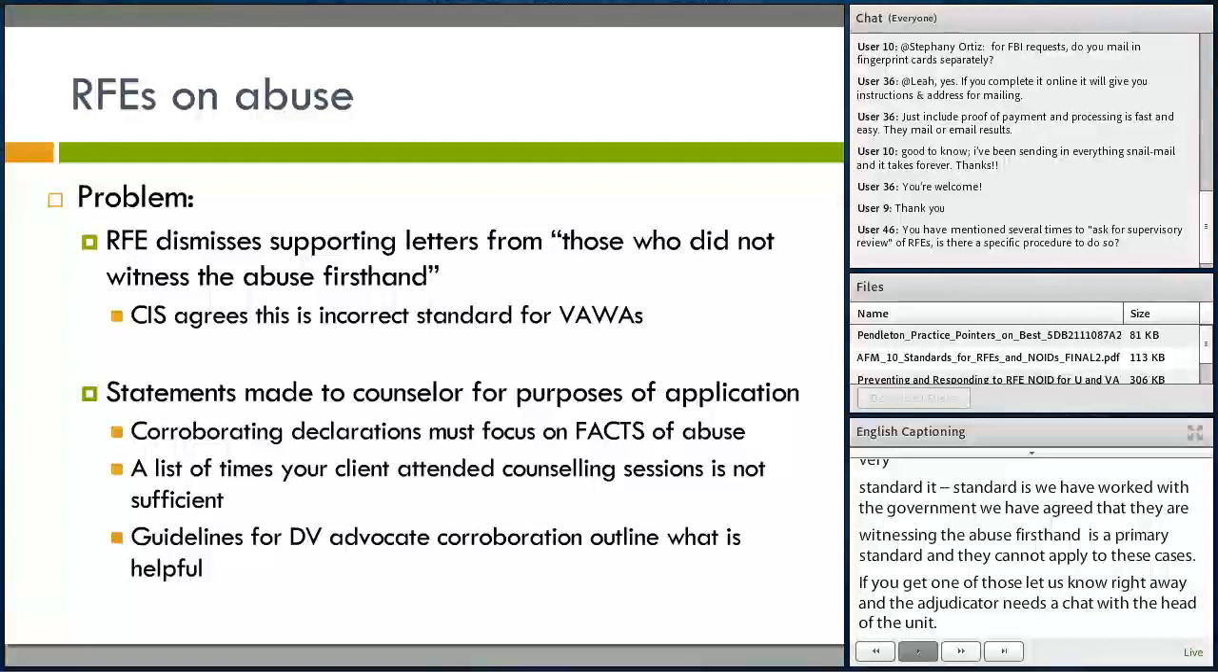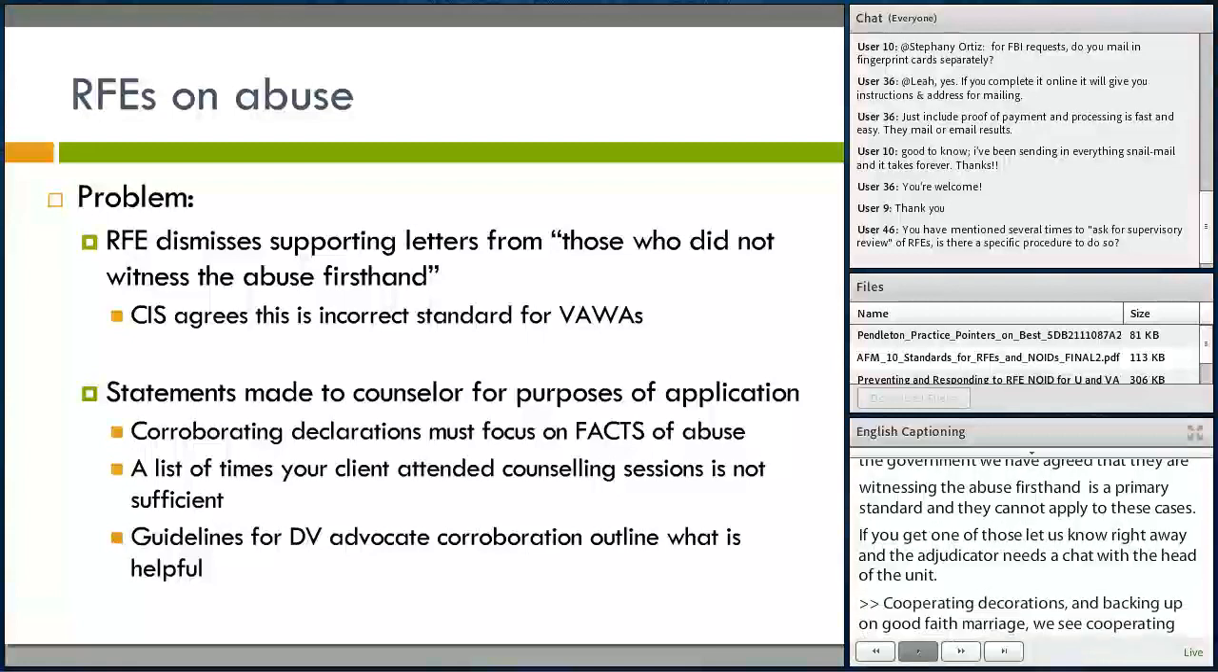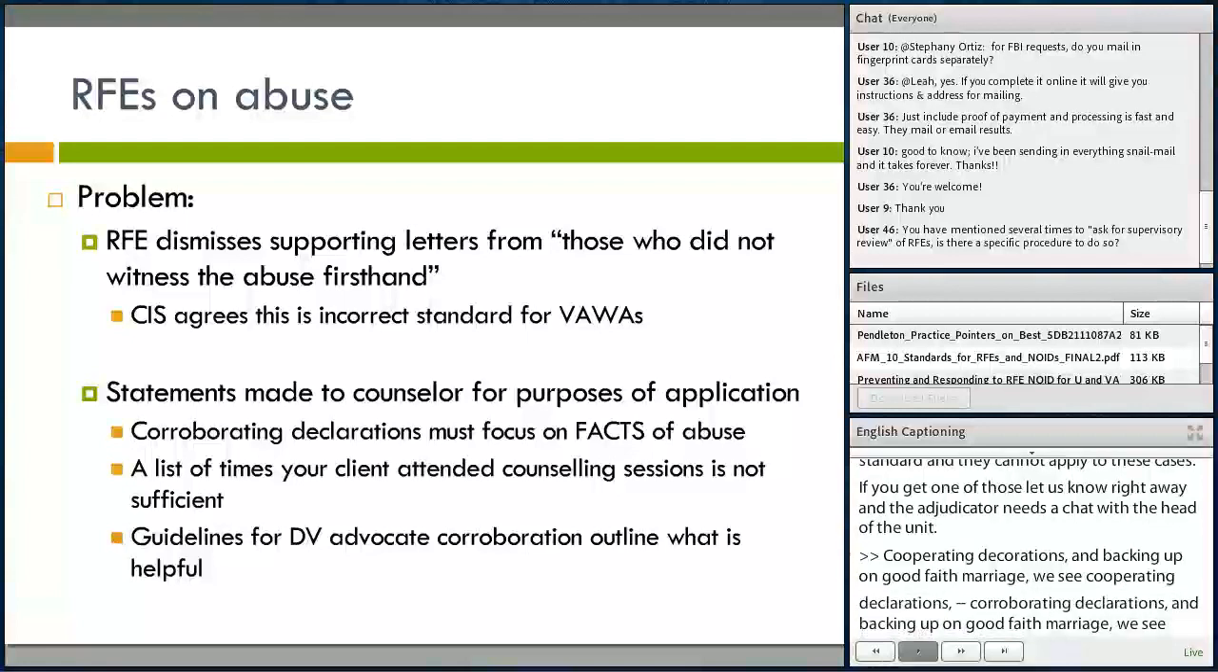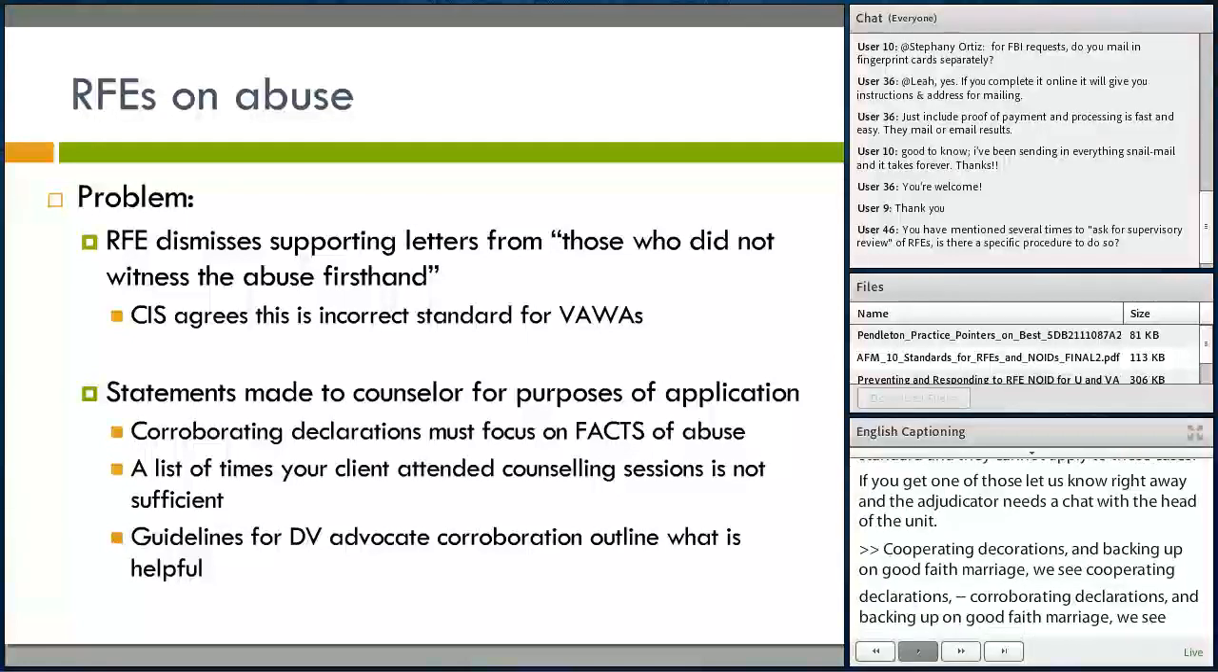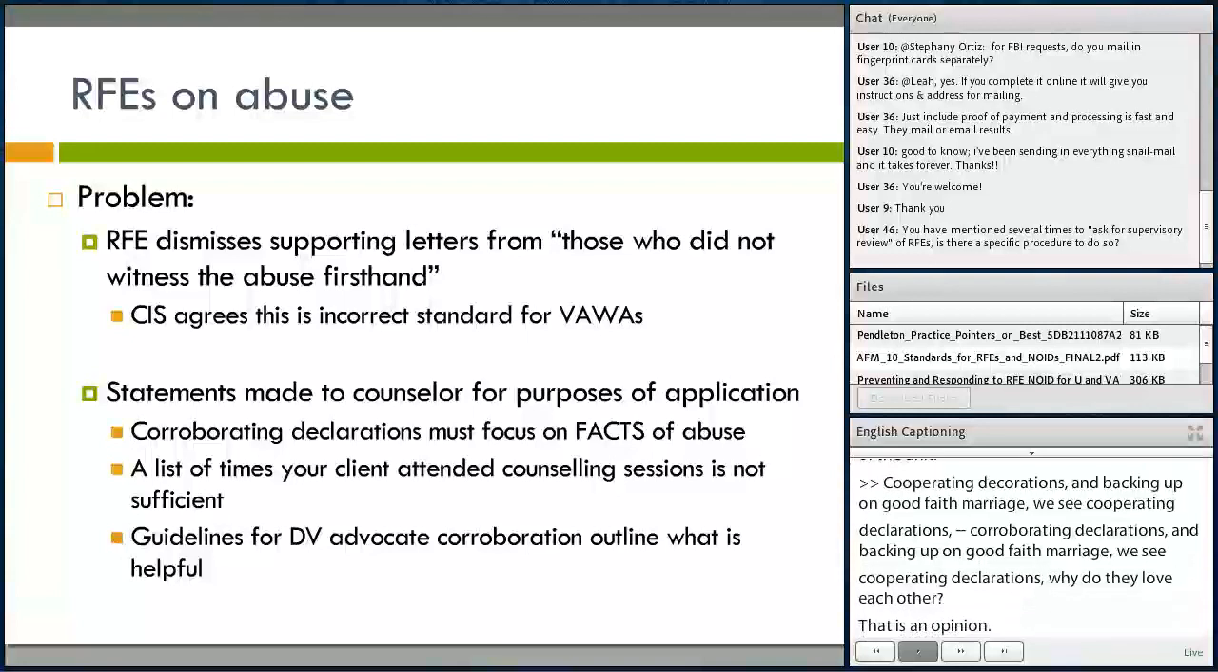Again, same thing about corroborating declarations, and that goes for good faith marriage too. When we see corroborating declarations that say, I've known them for 5 years and I know they love each other, that's a useless corroborating declaration. You've got to have the facts that show why she thinks they love each other. It's not just an opinion. That's not helpful to them. So go back and make your corroborating declarants write down facts that add up to the opinions that they're supplying.